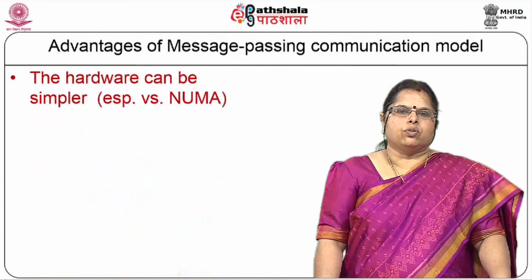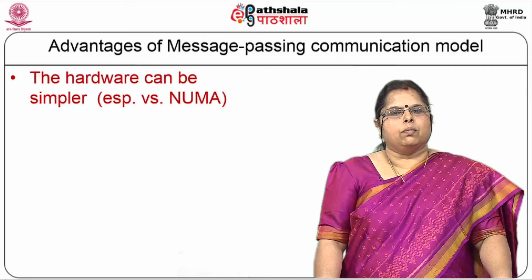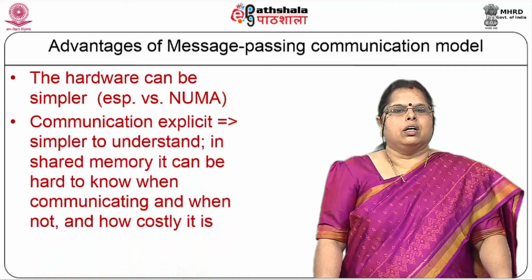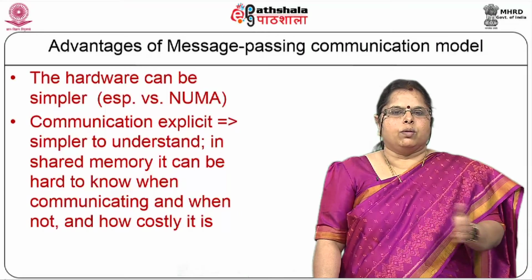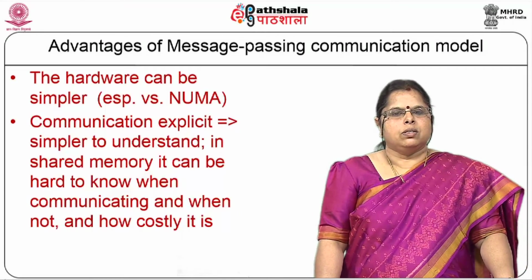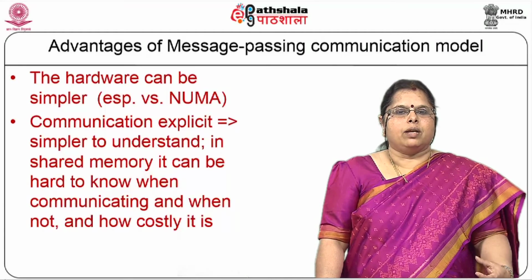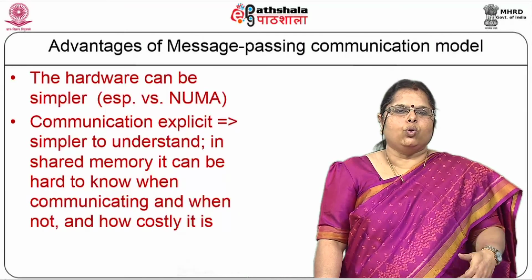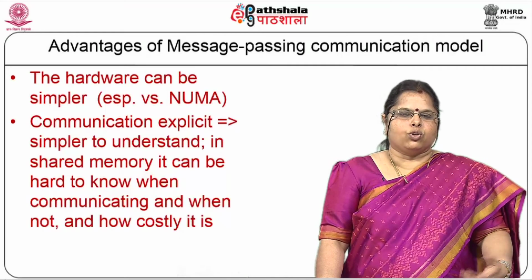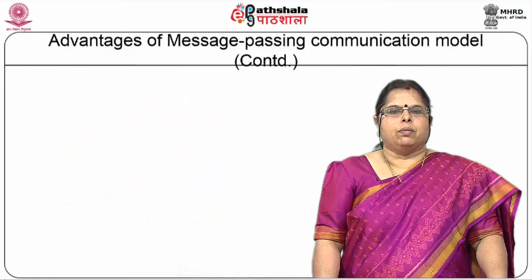Now, what are the advantages of your message passing communication model? In the case of message passing, the hardware can be simpler, especially compared to your NUMA style of architecture, and the communication is explicit here, because you are sending a message from one processor to another processor, point to point communication happens. The communication is explicit, so it is simpler to understand. Whereas, in the case of shared memory, you are just writing onto shared memory and somebody else is reading it. So, it can be hard to know when communication is happening and when it is not happening, and how costly that communication is. All that is a difficulty with respect to your shared memory interface.